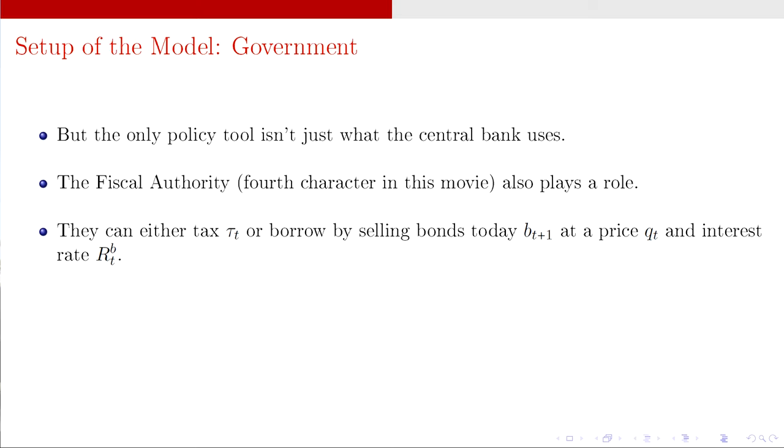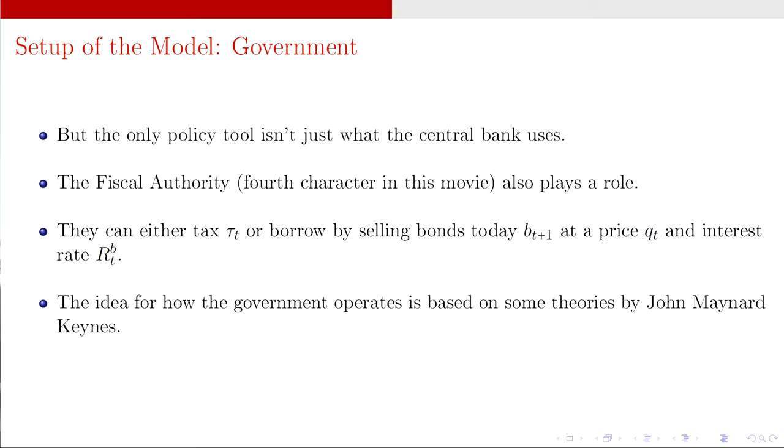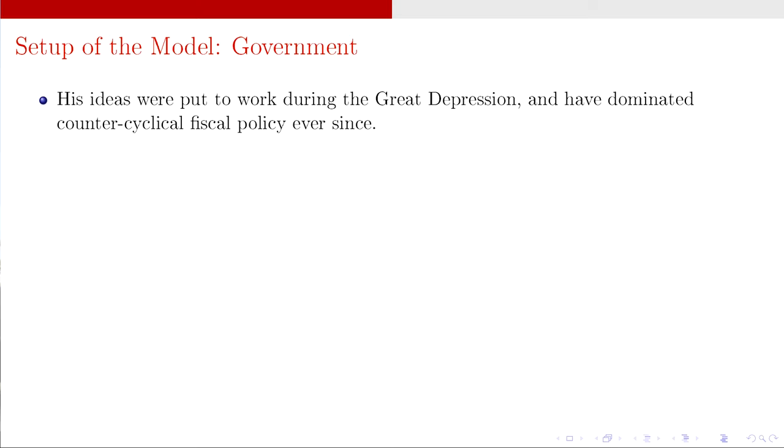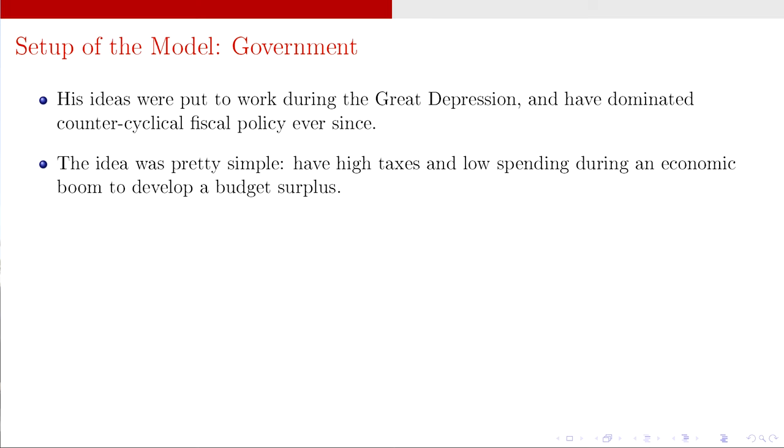They can either tax or they can borrow by selling bonds today at a price Q and an interest rate RT subscript B for bond. The idea for how the government operates is based on some theories by this incredible economist named John Maynard Keynes. Who's that guy? Well, he's this guy. He's considered to be the father of modern macroeconomics. His ideas were put to work during the Great Depression, and they've really dominated countercyclical fiscal policy ever since.